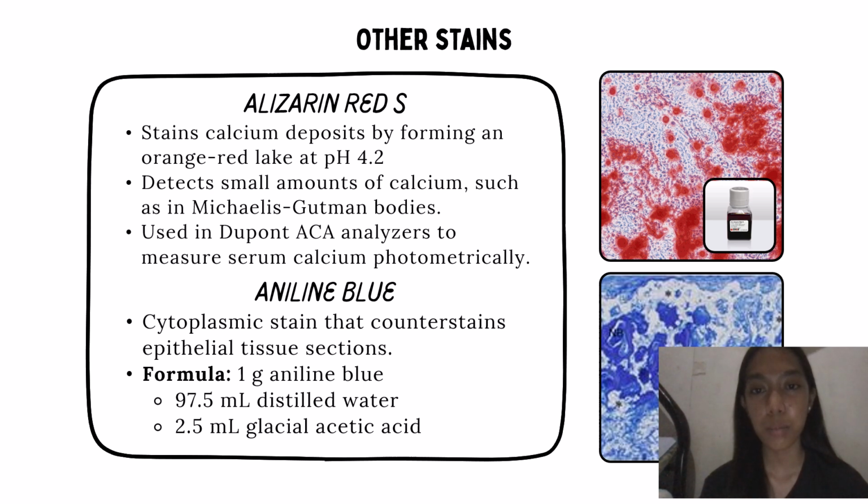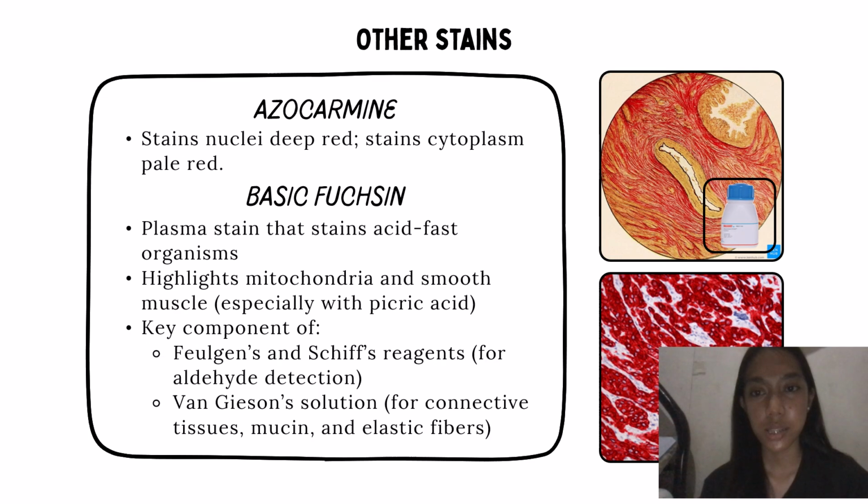Ninth is aniline blue. Aniline blue is a cytoplasmic stain used as a counterstain in epithelial tissue sections. It is a commonly employed stain for adding contrast to tissue sections, ensuring that cellular details stand out clearly. The tenth stain is azocarmine, which is a histological stain that colors nuclei a deep red and the cytoplasm a pale red.